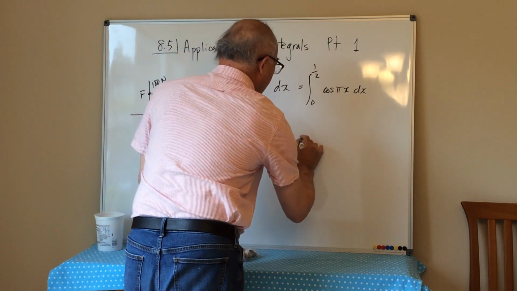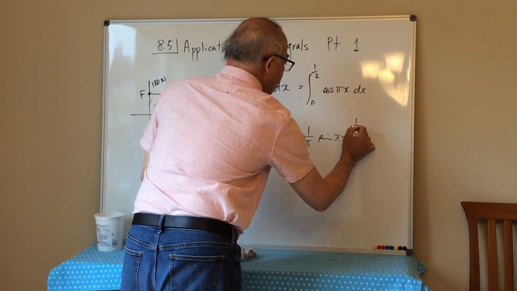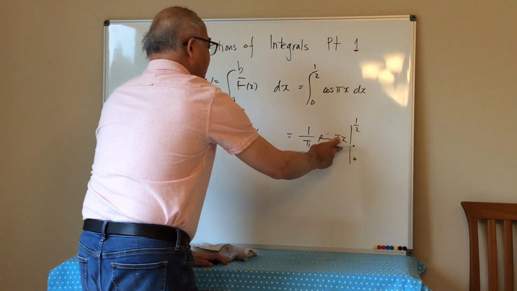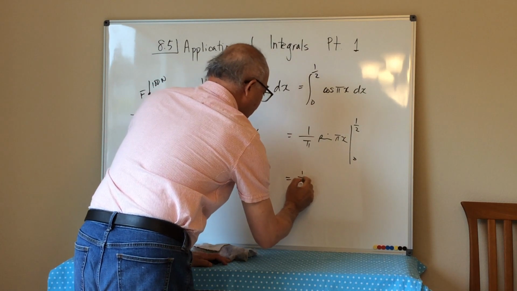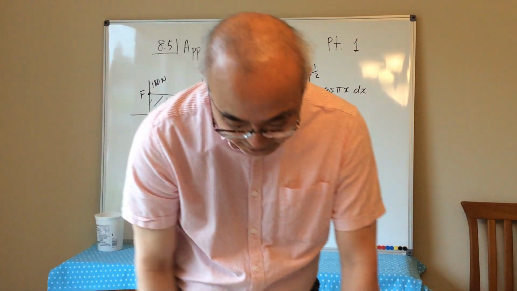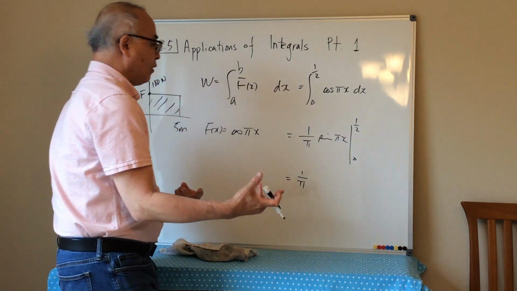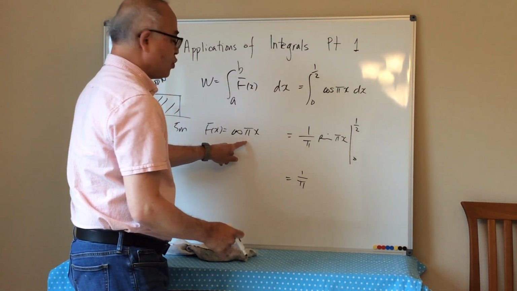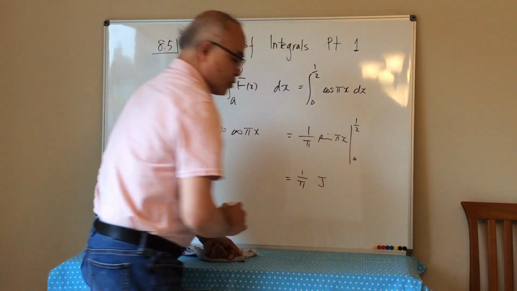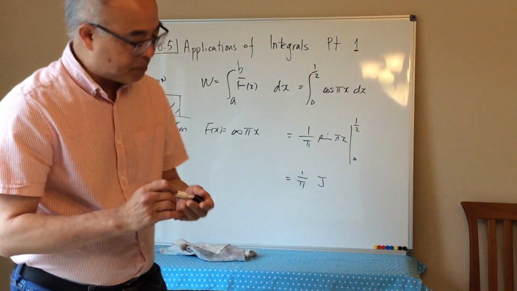So this would be 1 over pi sine pi x evaluated from 0 to 1/2. What do I get? I put 1/2 in here, this becomes 1 over pi. When I put 0 in here, this is 0, so your answer is 1 over pi. And the unit here would be, since this was in newtons and this was in meters, newton meters, which is a joule. All right, so that's that. Let's go to example number 2.